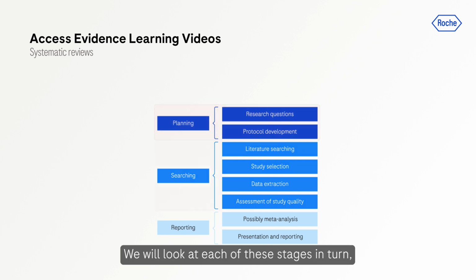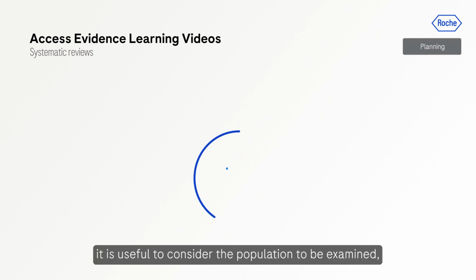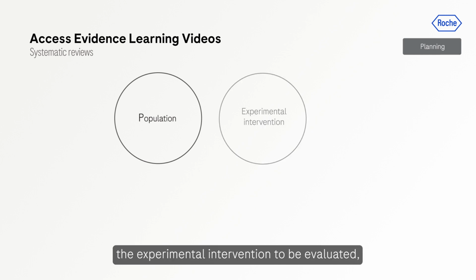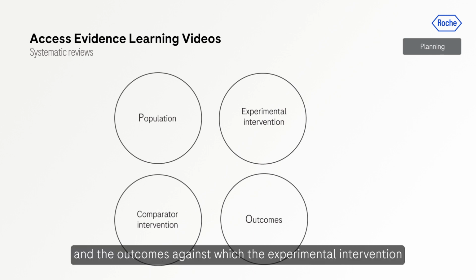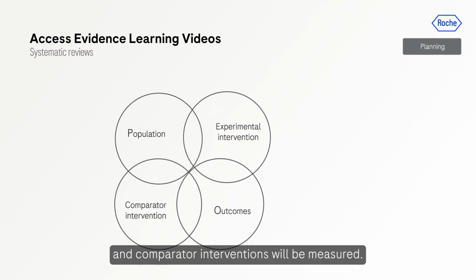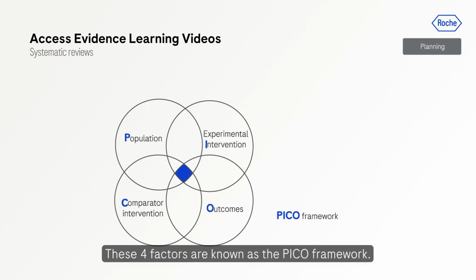We will look at each of these stages in turn and consider what constitutes good practice when carrying out a systematic literature review. Firstly, let's focus on the planning stage. Before starting a systematic literature review, it is necessary to define a clear, focused question to be answered. When constructing the question, it is useful to consider the population to be examined, the experimental intervention to be evaluated, the comparator interventions, and the outcomes against which the experimental intervention and comparator interventions will be measured. These four factors are known as the PICO framework.